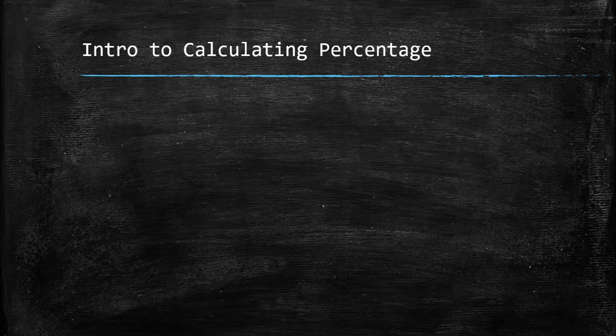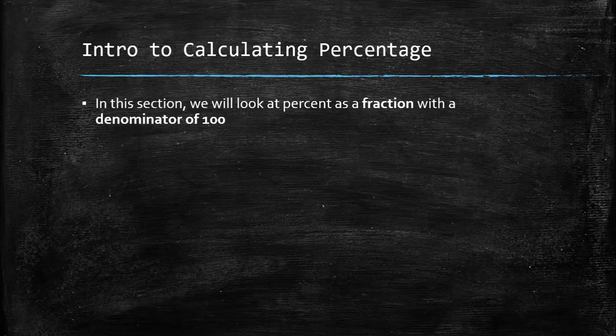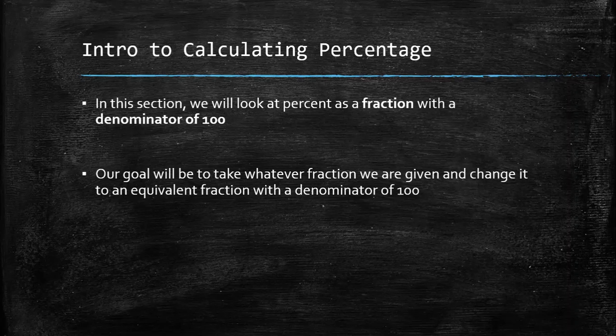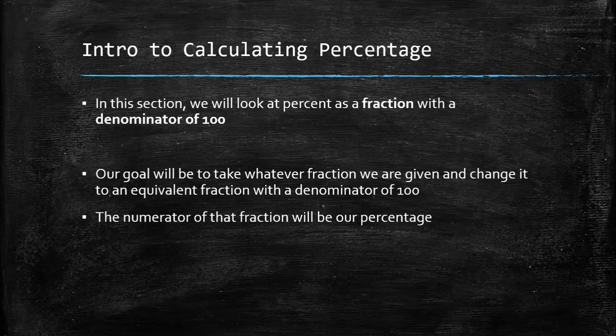Okay, let's look at how to calculate percentage. What we're going to do is we want to put our percentages as a fraction with a denominator of 100. So that's going to be our goal in this section. Whatever fraction we're given, we're going to change it to an equivalent fraction with a denominator of 100. And the numerator of that fraction will be our percentage. So we'll see what that means in just a minute, but essentially whatever we're given, we want to change that to a fraction, something over 100, and that something that's in the numerator is going to be our answer.